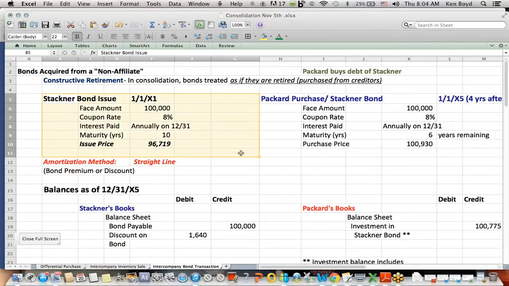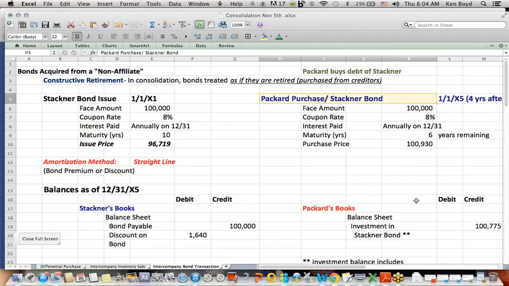And it doesn't make any difference if the issuer is the parent or the sub, if it's downstream or upstream. We've seen that with intercompany inventory. It doesn't make any difference. The elimination entry is the same. So in this case, Stackner, the sub, issues a bond at a discount, something less than the $100,000 par. And we'll say that the amortization method for the discount is straight line, evenly each year.